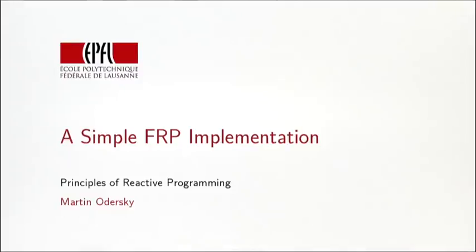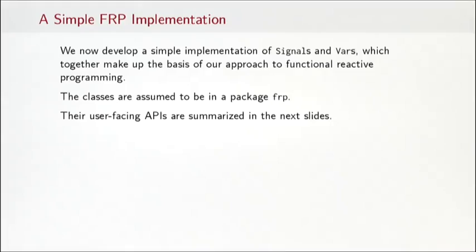In the last section, we have seen how to use a very simple API of signals and vars for functional reactive programming. In this unit, we are going to take a look under the covers and see how that simple API could be implemented. We're going to develop step by step a simple implementation of signals and vars, which, as you have seen, form the basis of our approach to FRP.